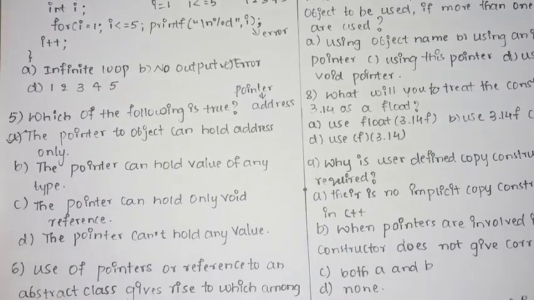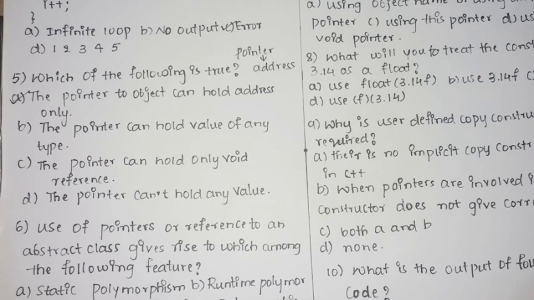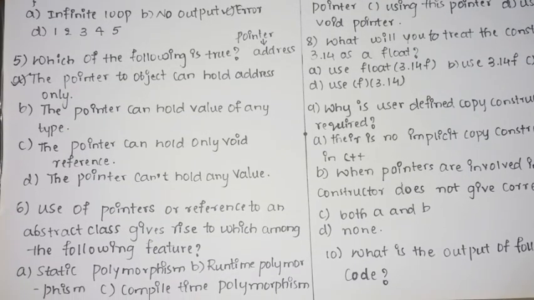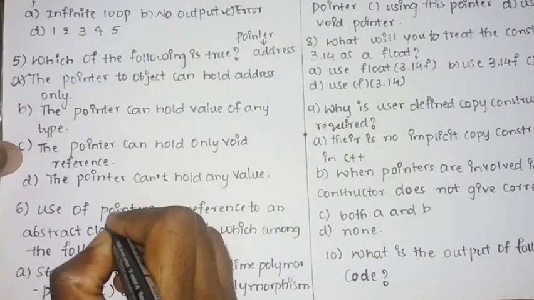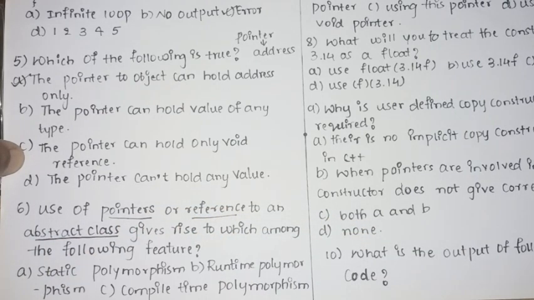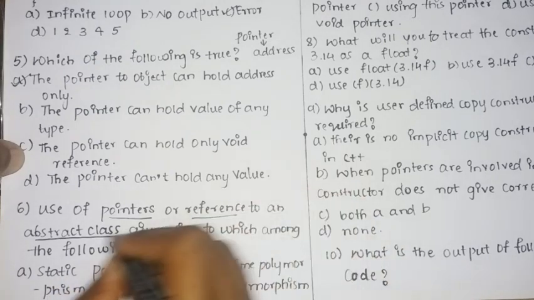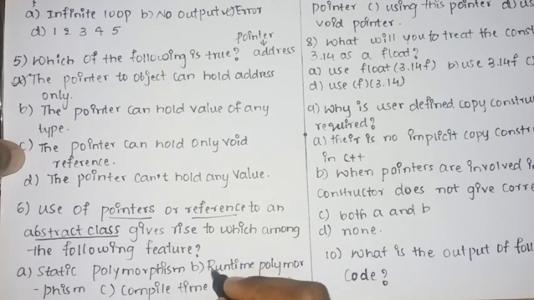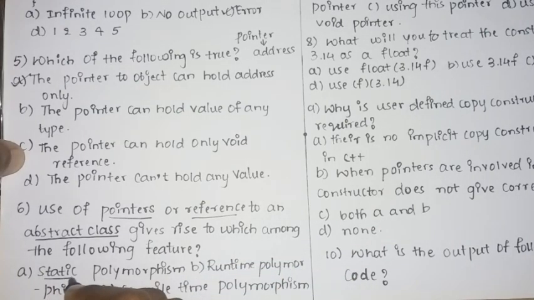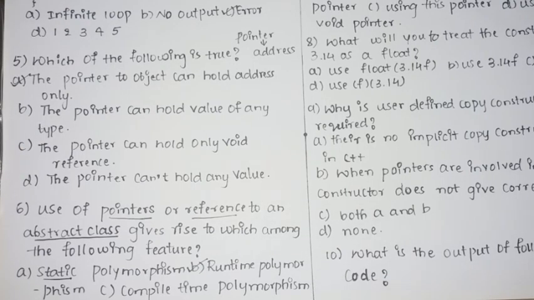Next we shall see the sixth question. The use of pointers or references to an abstract class gives rise to which among the following features? They have mentioned an abstract class, so if there is a reference to an abstract class, you can say it is runtime polymorphism. It cannot be static, it is runtime polymorphism. So option B is the correct answer for this MCQ.